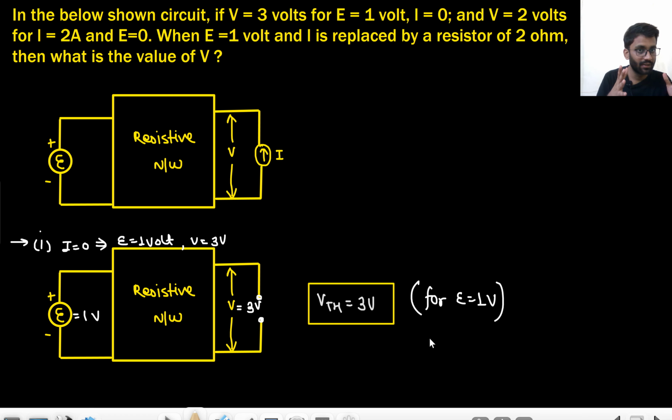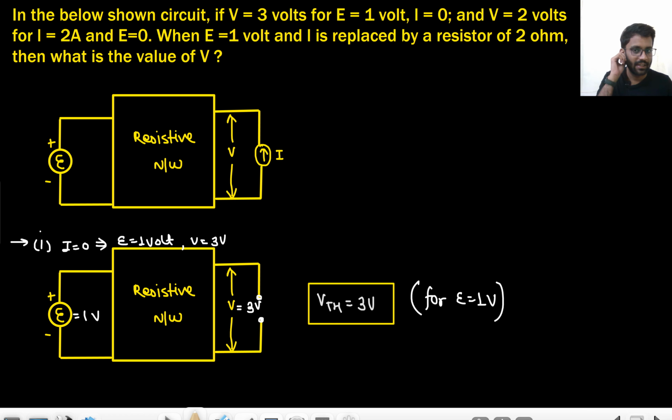Are you getting my point? If E was something else, my VTH would have been something else. So that's why it was necessary to give that E is 1 volt here. Okay. And I is replaced with a 2 ohm resistance, and what is the value of V? Okay, that we can surely find.